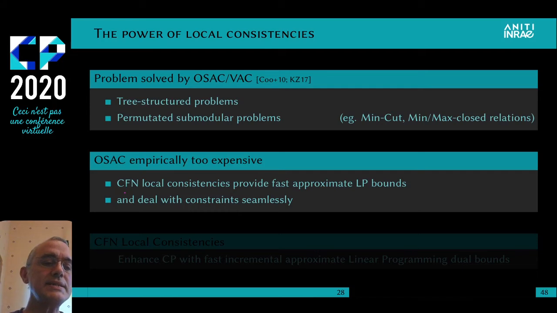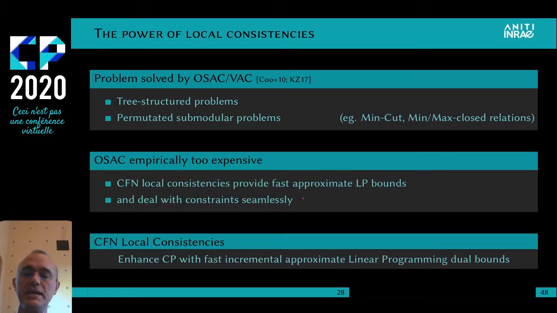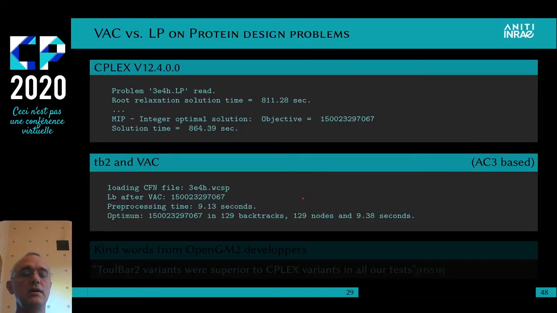But still we see that cost function network local consistencies are actually able to provide fast approximate dual LP bounds. And the nice thing is that you don't have to do this mixed LP and AC stuff. They deal with constraints seamlessly. So a single principle does both the LP-like reasoning and the CP-like reasoning. This is why we can say this nice sentence. And this has practical effects.